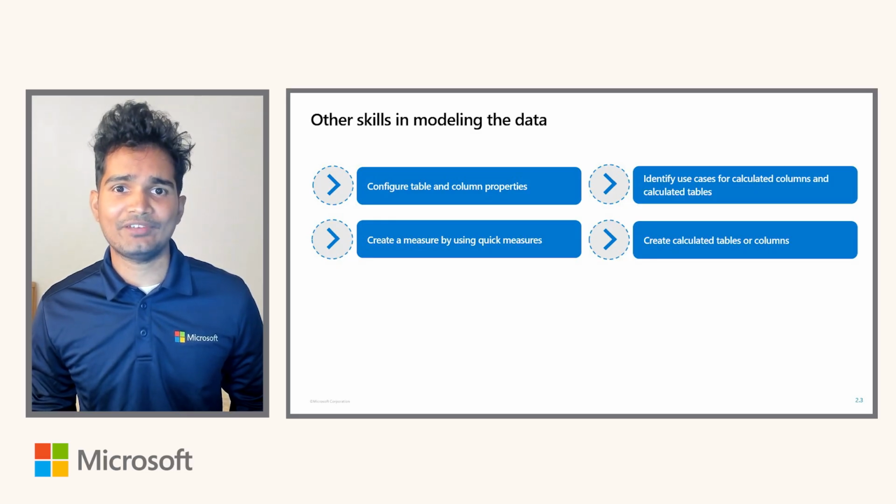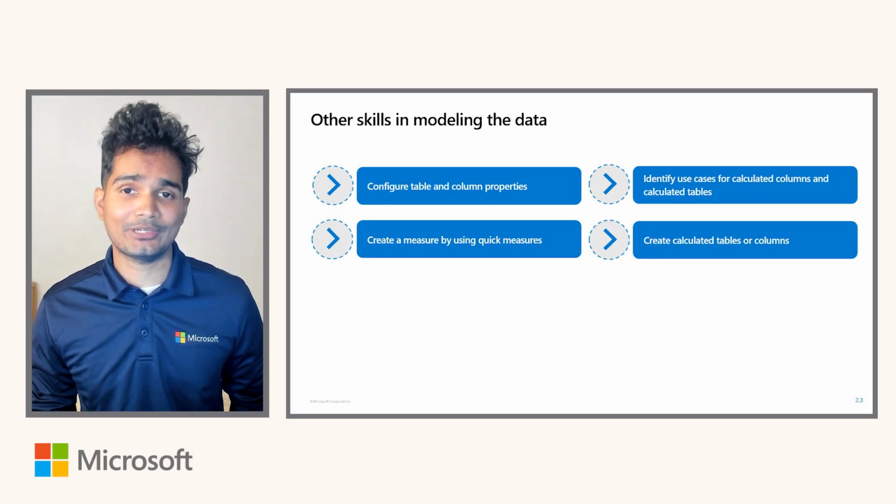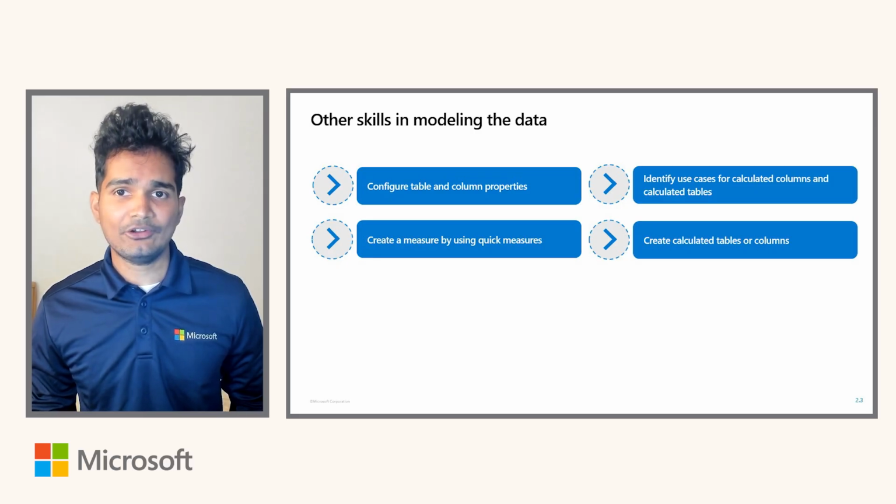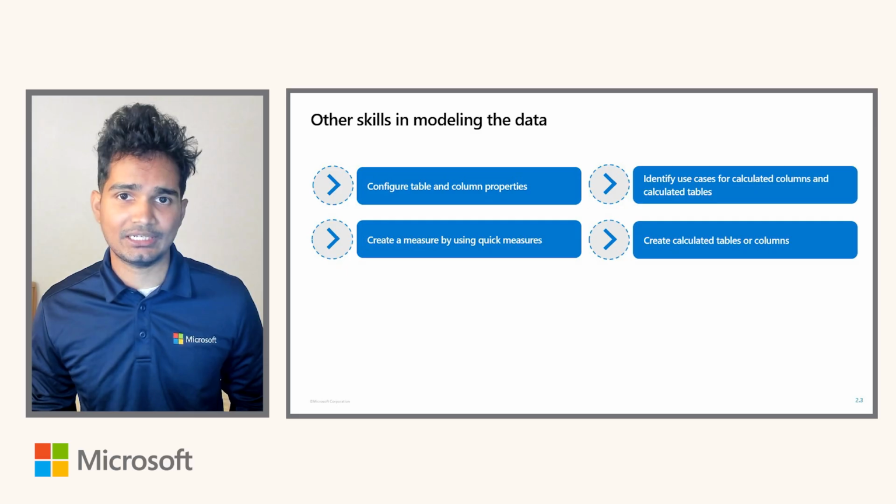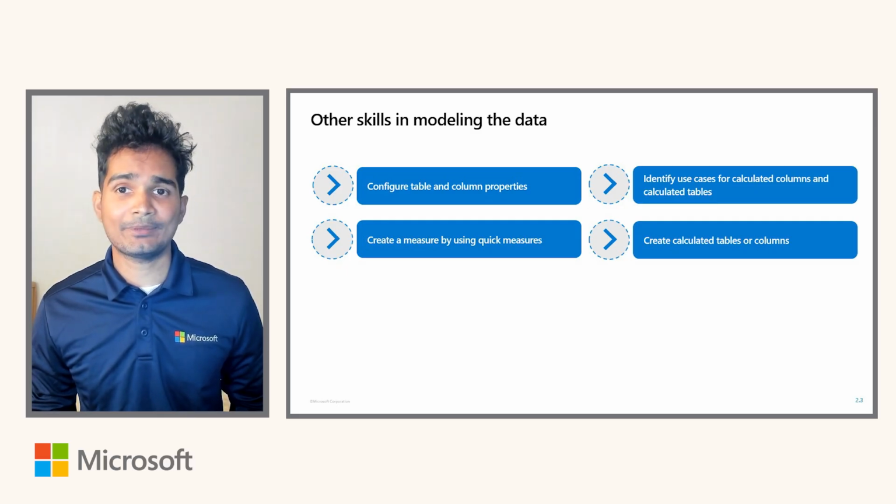Be aware of the features of the CALENDAR and CALENDARAUTO DAX functions. Use the CALENDAR function to define a date range by entering two values, the start date and the end date. Use the CALENDARAUTO function to automatically encompass all dates stored in the model.